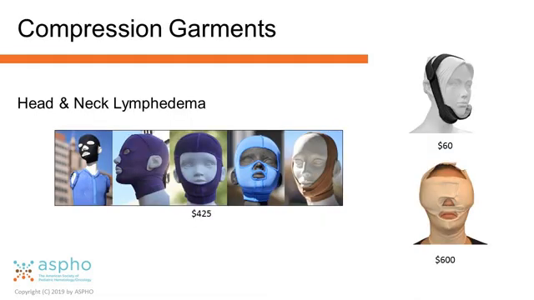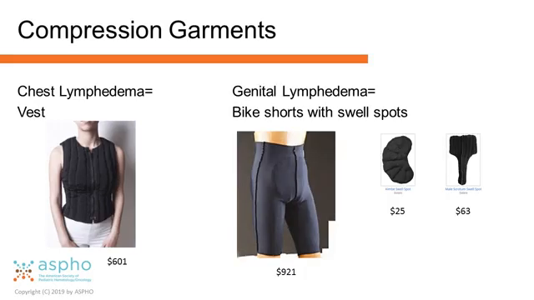This is an example of some head and neck lymphedema garments. They can go from encapsulating the whole face to just localized areas as it's needed. This shows some garments that can be used for chest lymphedema, for genital lymphedema.